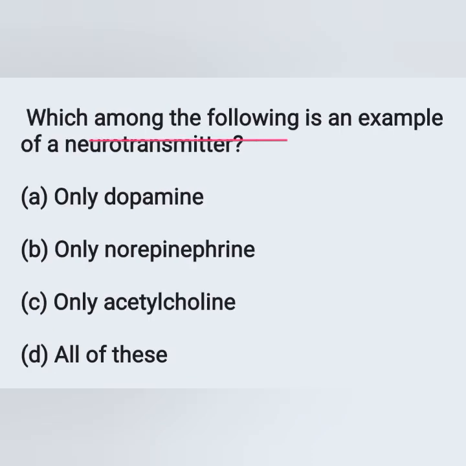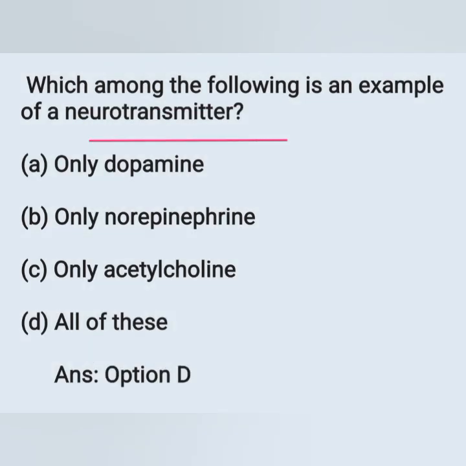And the next question, this is one of the previous year RRB questions. Which among the following is an example of a neurotransmitter? As we already discussed neurotransmitters previously. Here the options are only dopamine, only norepinephrine, only acetylcholine, and option D all of these. The correct answer is all of these are examples of neurotransmitters. Option D is the correct answer.